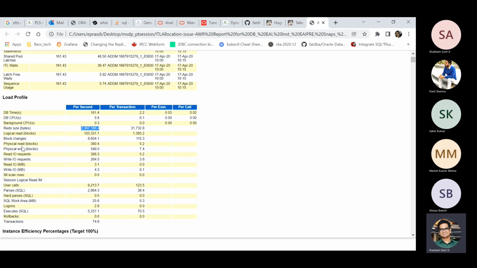Accordingly, physical read, physical write: how many disk reads happened and how many disk writes happened. Read IO means how many read IO requests happen per second. So 388.3 read requests on average actually happened per second. The same is the case with the others as well: hard parses, SQL work area, logons, executes, rollbacks.